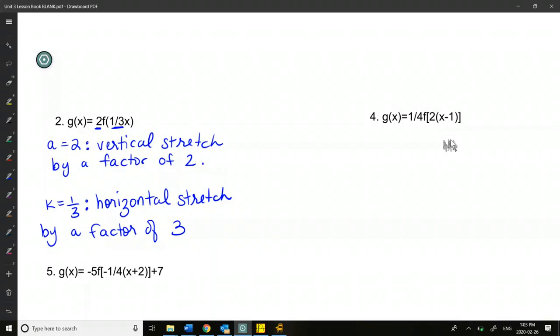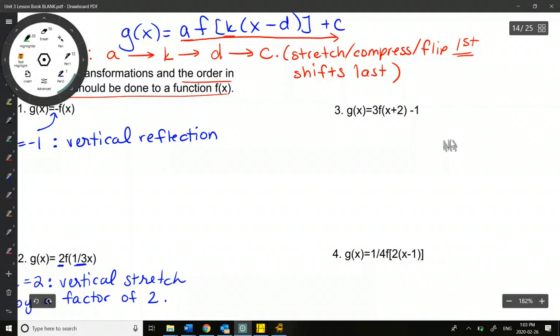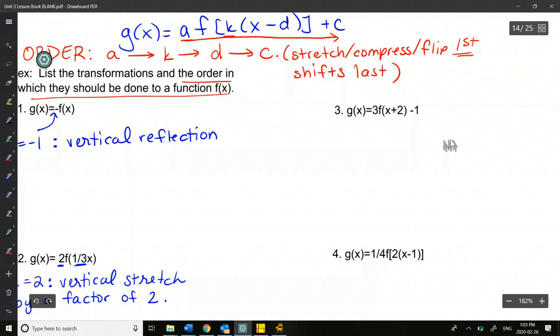Can I scroll up here? Okay, let's go to number 3. Can someone identify A, K, D, C for us here? What do we have? Lauren? A is 3. There's no K. Okay, D is -2. Very good. And C is -1. Awesome.